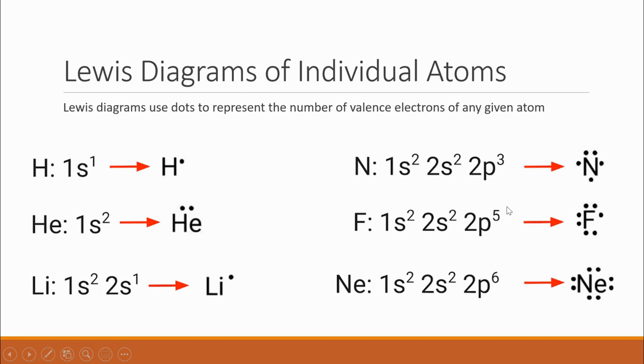Fluorine has 7 valence electrons, 2s2, 2p5, that's a total of 7. So it just has 1 lone electron, and so it forms only 1 bond. Neon has 8 valence electrons, and therefore it does not form any bonds. It has no lone electrons.